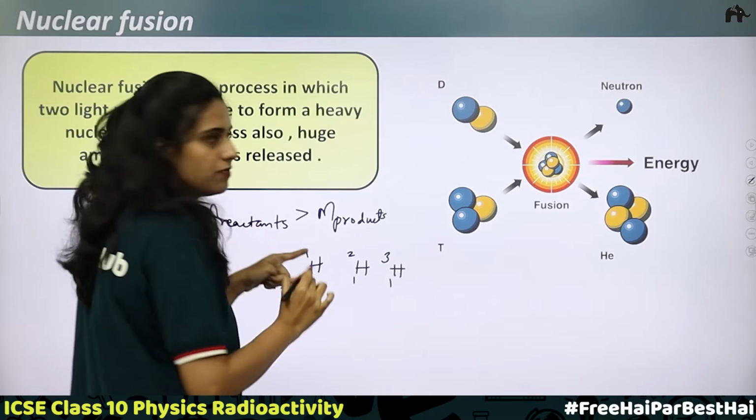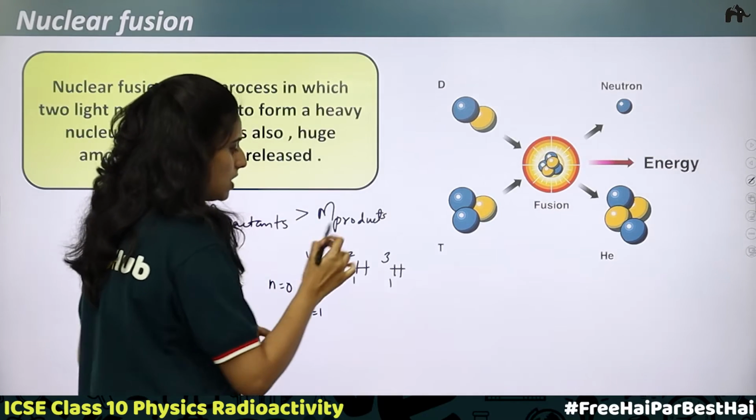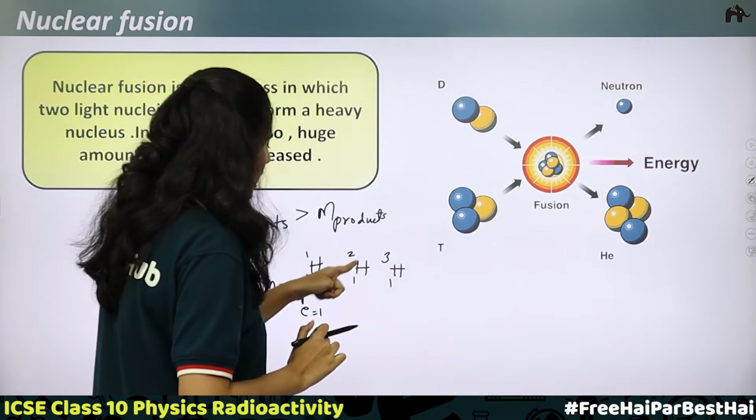1 plus 0 is 1. Okay, proton number plus the number of neutrons gives the mass number. So what about this case?